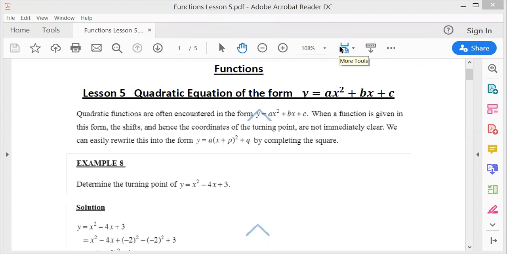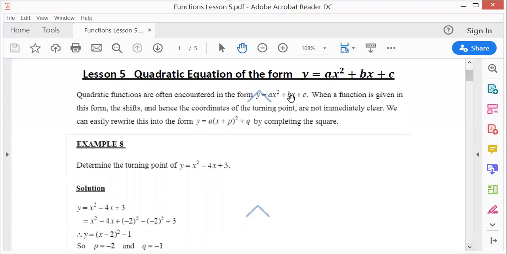Now we're busy with lesson 5, the parabola, and now we're going to look at a full equation, y equals ax squared plus bx plus c. Now what does this mean? This means that the graph is going to shift up and down, left and right. So there will be a vertical shift and there will be a horizontal shift. So the entire graph is going to move now.